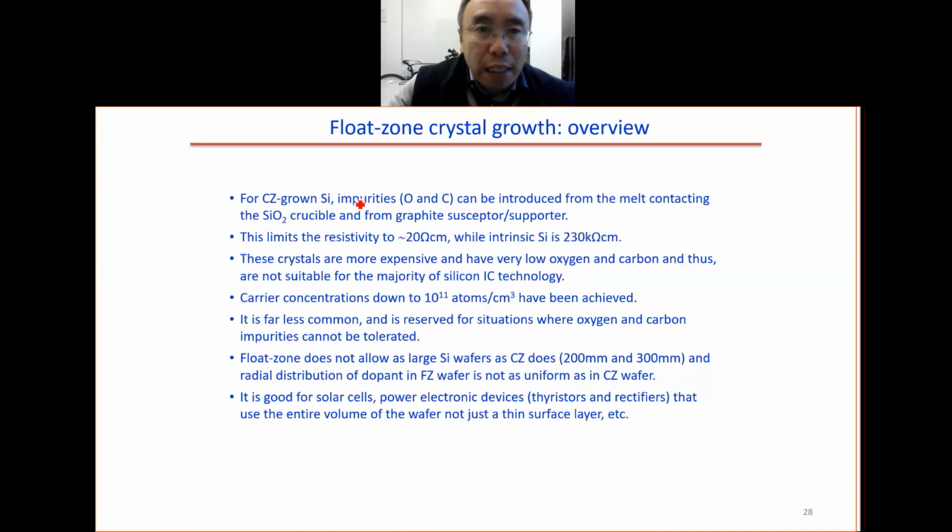So we know that for the case of CZ growth, we have oxygen and carbon. Oxygen comes from the silicon oxide crucible container. Carbon comes from the heating element, graphite. So this limits resistivity to about 20 ohm centimeter. But for the intrinsic silicon, the resistivity is more than 200 kilo ohm centimeter.